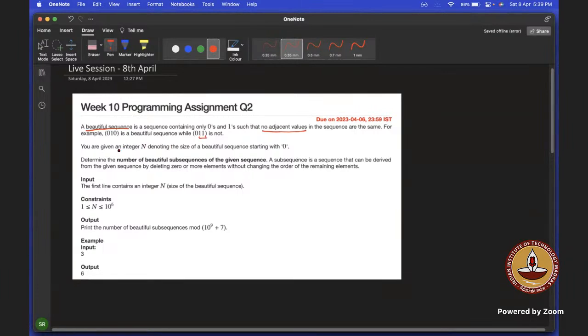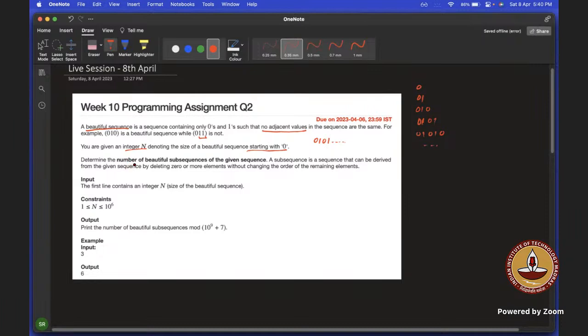Now you have been given an input integer n which denotes the size of a beautiful sequence starting with 0. This is another constraint on the input: the beautiful sequence starts with 0. So the input is in the form of something like 0, 1, 0, 1, and it just goes on. For n equals 1, it's 0. For n equals 2, it's 0, 1. N equals 3, 0, 1, 0. N equals 4, 0, 1, 0, 1. Then 0, 1, 0, 1, 0, and so on.